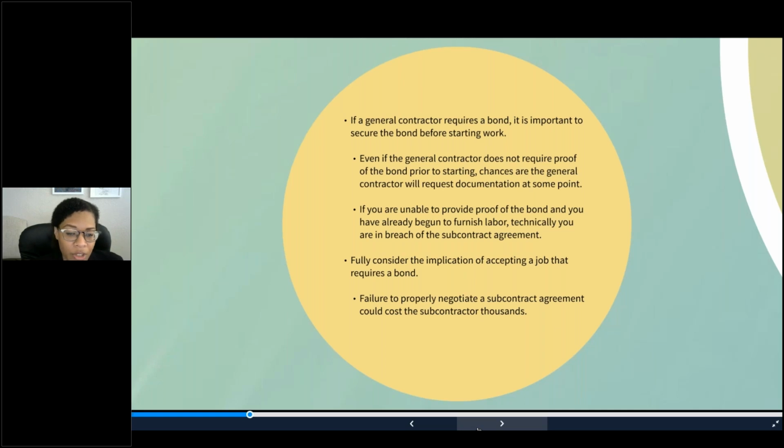Oftentimes a subcontractor will enter into a subcontract agreement without thoroughly reading all of the terms and understanding all of the obligations that it imposes. And unfortunately, failure to properly negotiate a subcontract agreement could cost the subcontractor thousands of dollars. So it's my opinion, if you're ever faced with a subcontract agreement that includes terms and conditions that you don't understand or that are new to you, I highly recommend that you have an attorney review those terms. And also remember, a contract is a two-way street, including these subcontract agreements. So don't hesitate to negotiate regarding any terms that you don't feel comfortable with or that you know from the outset is probably going to lead to some problems down the road. Next slide, please.